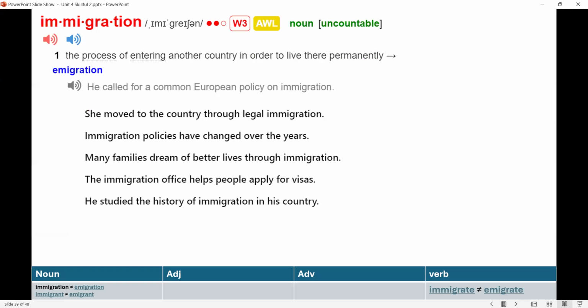Immigration. Immigration means the process of entering another country in order to live there permanently. He called for a common European policy on immigration. She moved to the country through legal immigration. Immigration policies have changed over the years.